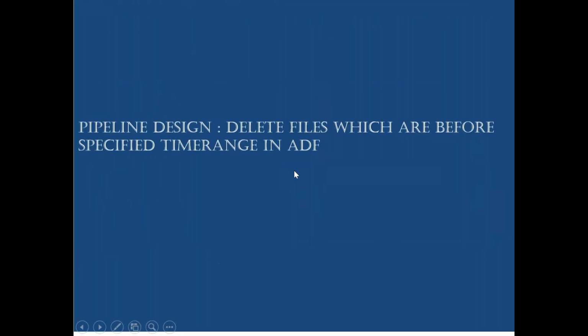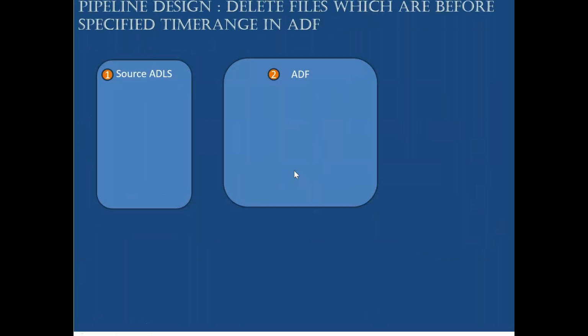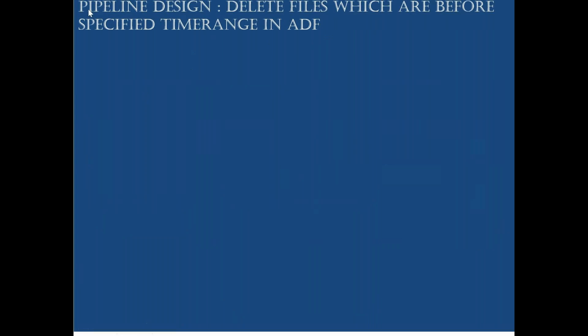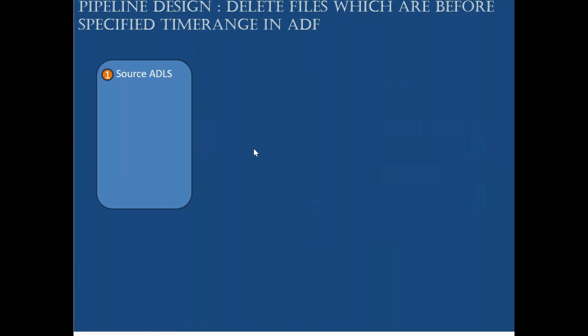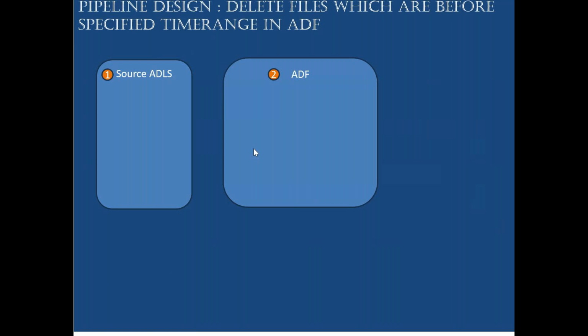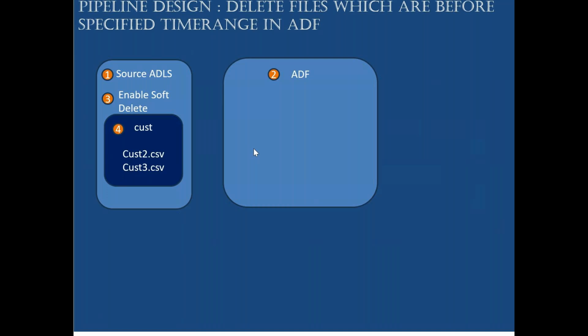Okay, team. So I also will not raise any questions. I'll tell you. Okay, so next. We will delete the files which are before a specified time range in ADF. So first we need to create ADLS. Next we will have ADF. Then we will enable soft delete, because soft delete is very, very important. So we must enable the soft delete. Then we will put a cust folder under that and upload some files.